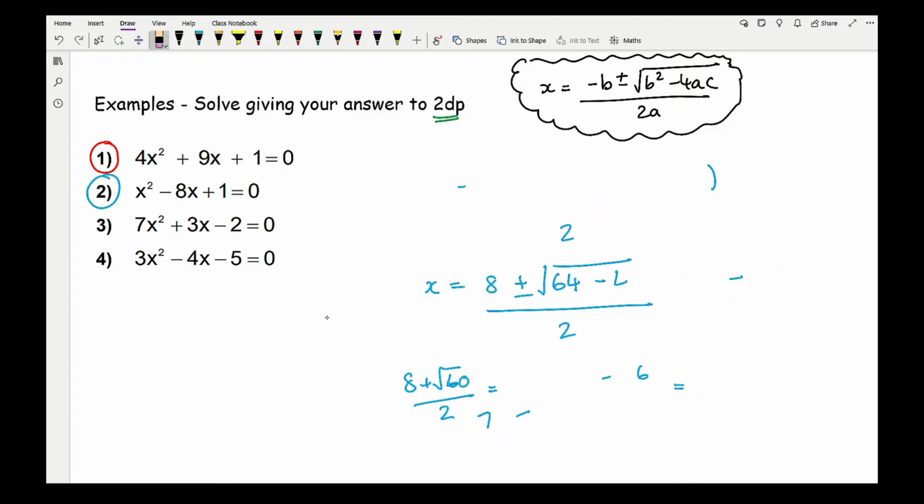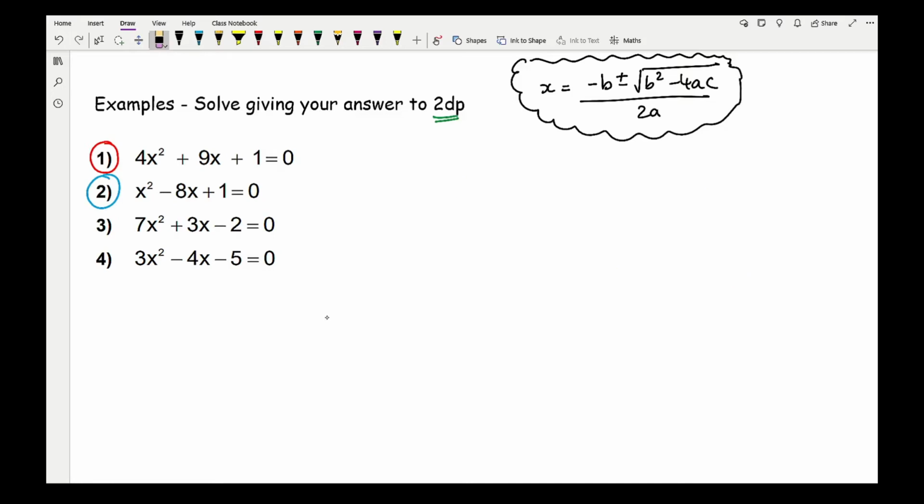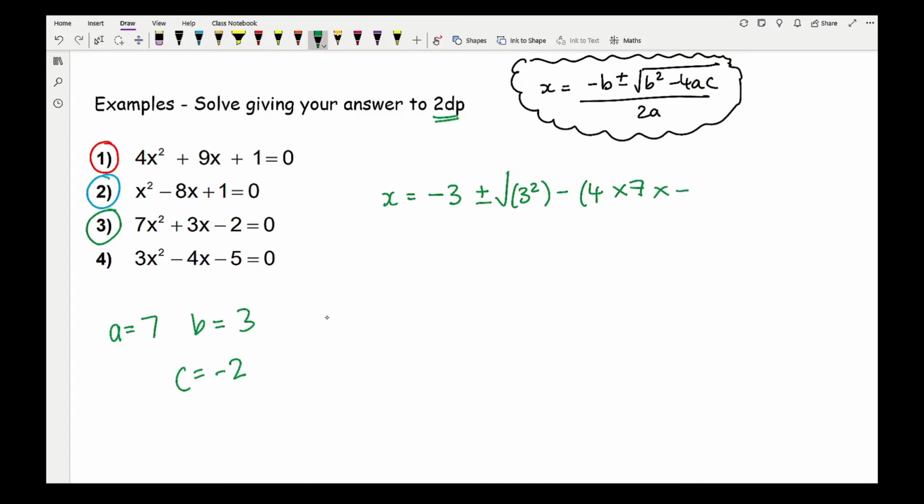So again, just quickly get rid of all of this. So moving on to question 3, I need to write first of all, is it equal to 0? Yes, it is. So I need to write my ABC values. So A is going to be 7, B is going to be 3, and C is minus 2. So substituting numbers into the formula, I'm going to have minus 3 plus minus the square root of 3 squared minus bracket 4 times 7 times minus 2. And that's all being divided by 2 times 7.